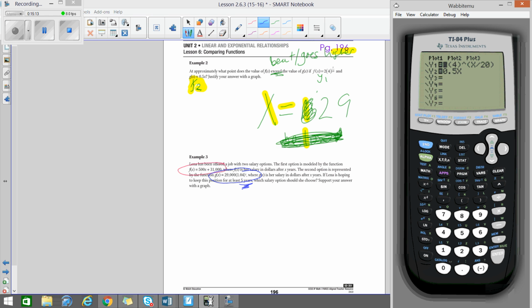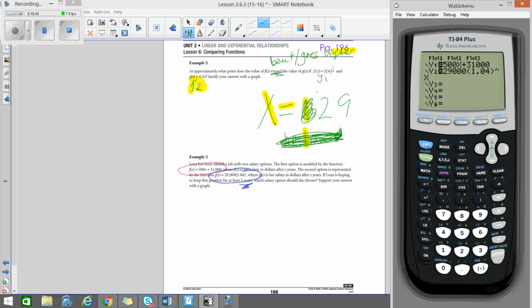So what we're going to do here is we can put 5 into each equation and get its y value. Or what we can do is put both these equations in here: 500x plus 31000, and then your second option, 29000 parentheses 1.04 raised to the x power.